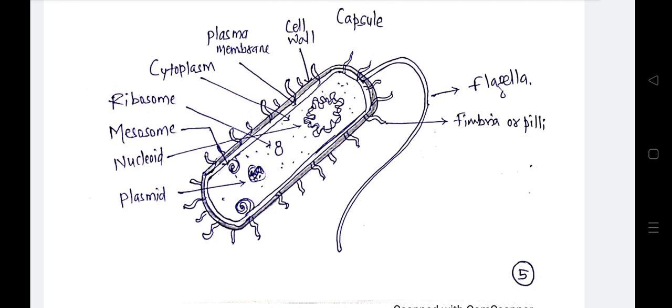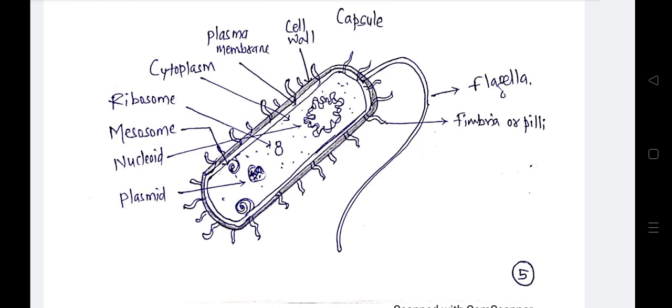Next, magnetosomes. Magnetosomes are also not there in the figure. These are cellular inclusions present in some bacteria, not in all. They are responsible for orientation of the bacteria in the magnetic field. Means what? Sometimes bacteria go away from the magnetic field, and some bacteria are attracted toward the magnetic field. Such attraction to the magnetic field is due to the magnetosomes.